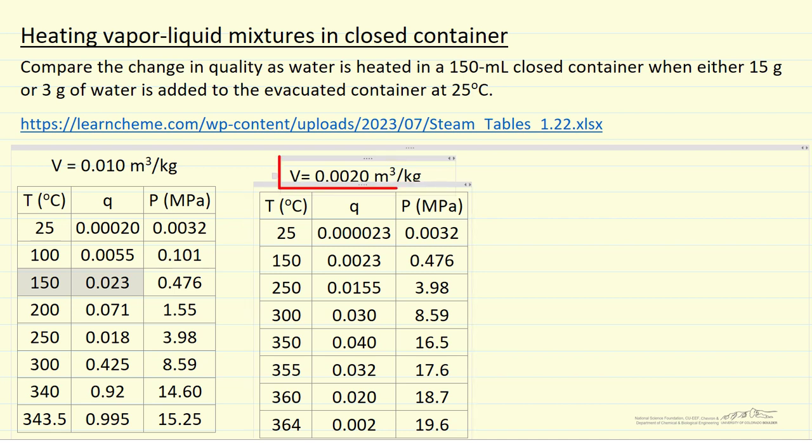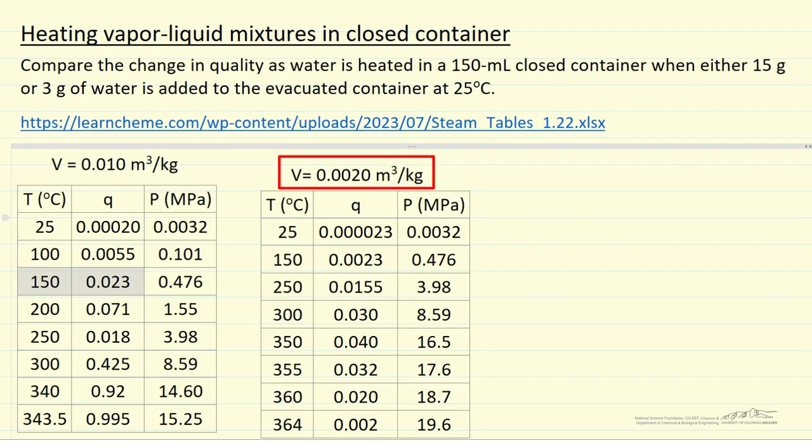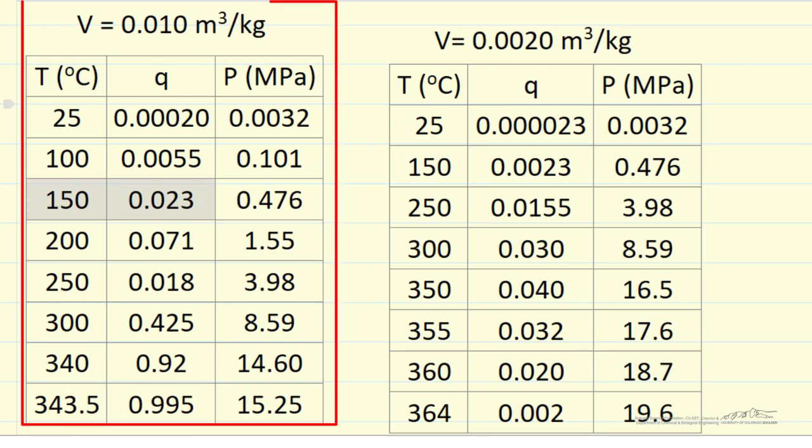This smaller specific volume is when we add only 3 grams. What you see happening, if we look on the left, is the quality increases. We have more vapor as we raise the temperature and less liquid. Of course, the vapor is denser at the higher pressure, until we get to the temperature and pressure where we have all vapor. At any higher temperature, we just have all vapor.